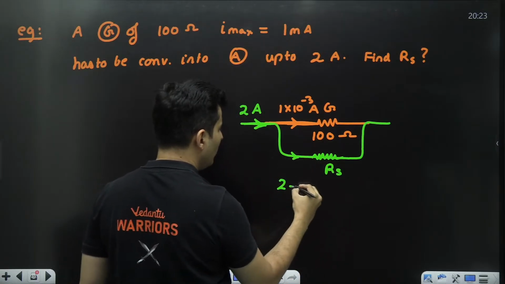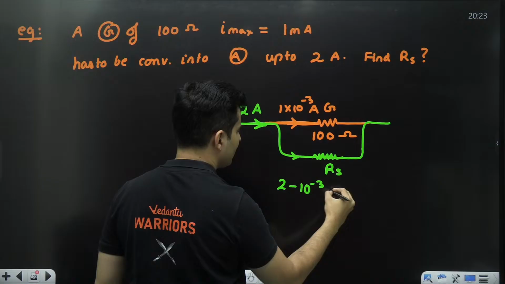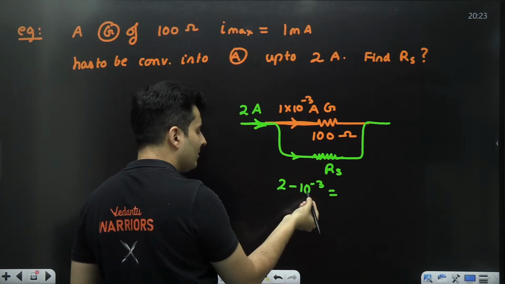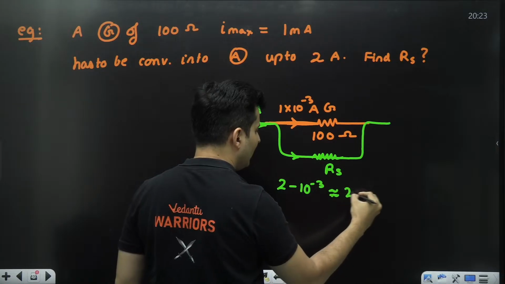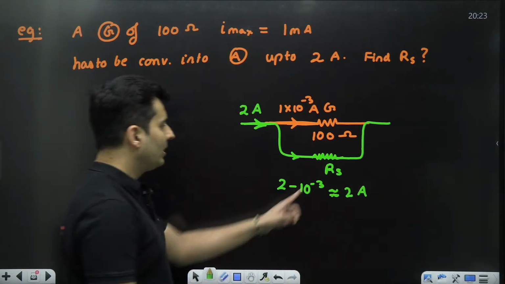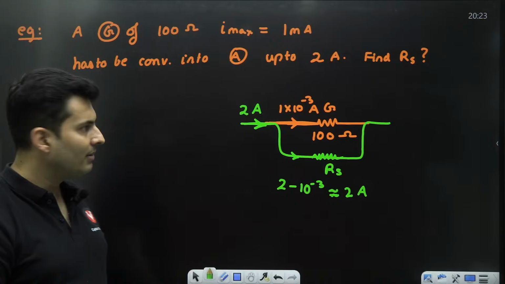It will be 2 minus 10 to the power minus 3. Guys, 2 is a very large number. 10 to the power minus 3 is a very small number. So won't it be approximately 2 amperes only? Won't it be approximately 2 amperes only, everyone?